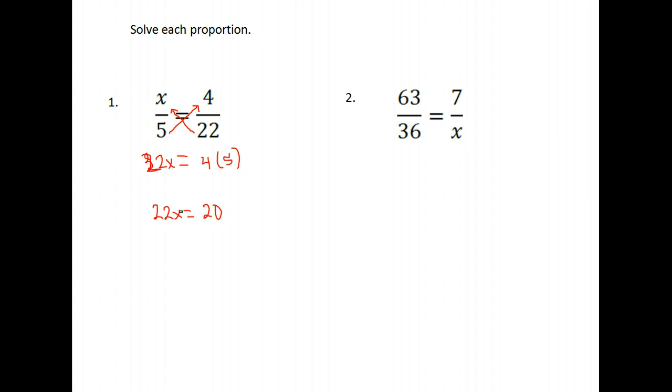Okay, now we divide to solve. We have 22 times x. We have to divide both sides by 22, so that x will be all alone, and we'll have that problem solved. And this is going to be an ugly answer. It's about 0.909.